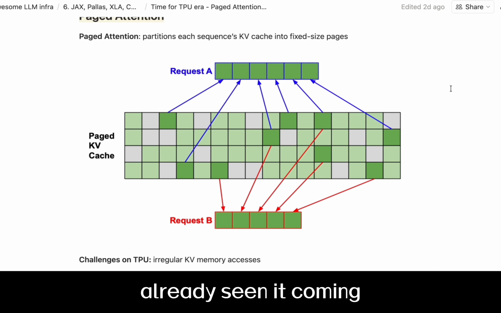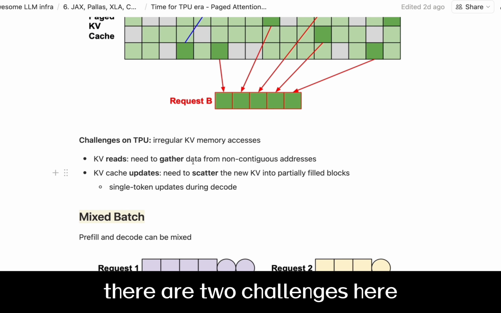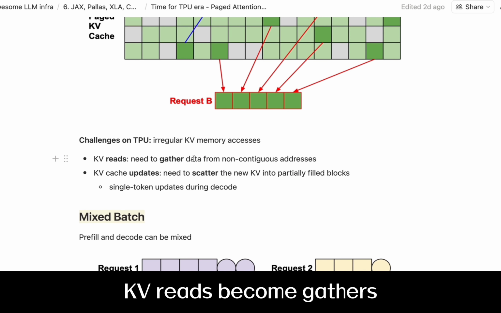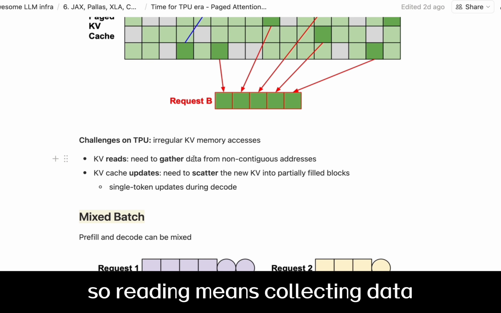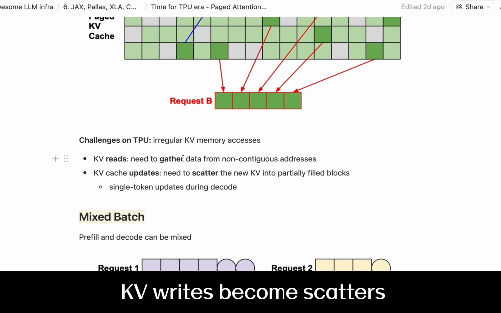But you have probably already seen it coming. If we apply this on TPU, it will be very bad. There are two challenges here. KV reads become gathers. A sequence's pages are scattered everywhere. So reading means collecting data from many non-contiguous addresses. On the other hand, KV writes become scatters.